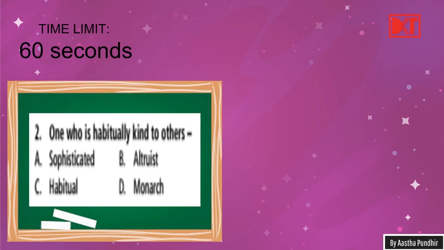Next up we have: one who is habitually kind to others. The options are sophisticated, altruist, habitual and monarch. One who is habitually kind to others could be called an altruist. An altruist is a person who is very much concerned about others' well-being and their conditions. Sophisticated is a person who is well mannered, very cultured, and talks to people very respectfully. Habitual is something which you do out of habit. Monarch is a ruler, the head of a state, like a king or a queen.